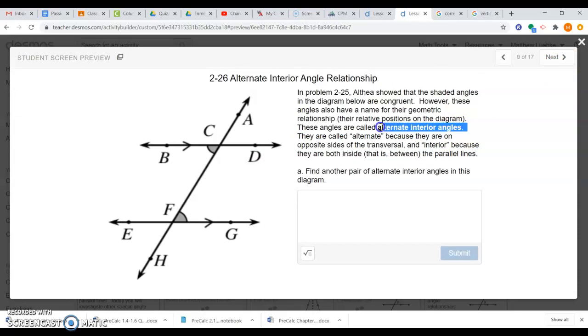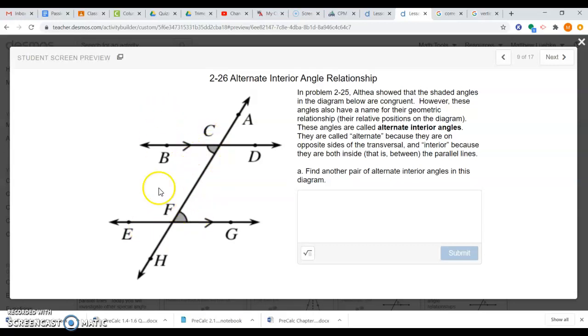Here, we get to highlight the big vocab word of the day, which is alternate interior angle. Okay? So they're saying here that this angle BCF and this angle GFC, these two gray angles, are alternate interior because they're inside the parallel lines and on alternate sides of the transversal.